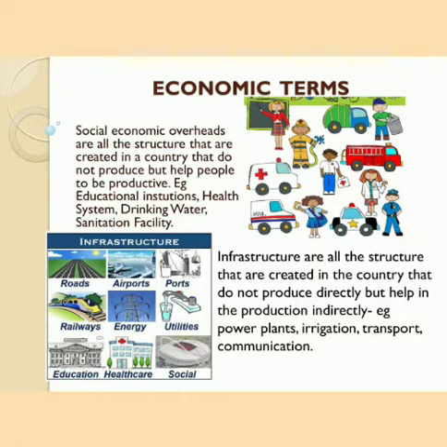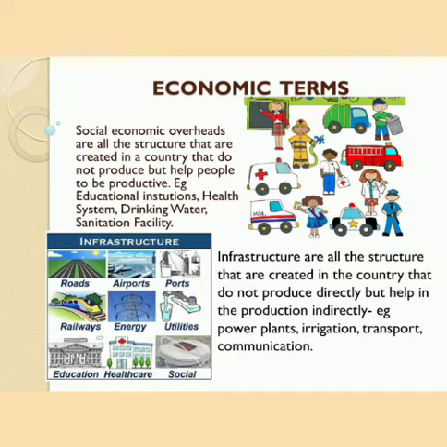Now infrastructure, please read the slide, are all the structures that are created in the country that do not produce directly but help in the production indirectly. Example, power plants, irrigation, transport and communication. Now infrastructure, like the social economic overheads, is also useful in keeping all the productive components of the economy together, but it does not produce directly. They include roads, they include power plants, but without them production cannot take place. Roads help the transport of raw materials and finished goods and services. Power plants help in providing electricity to factories, offices, right?